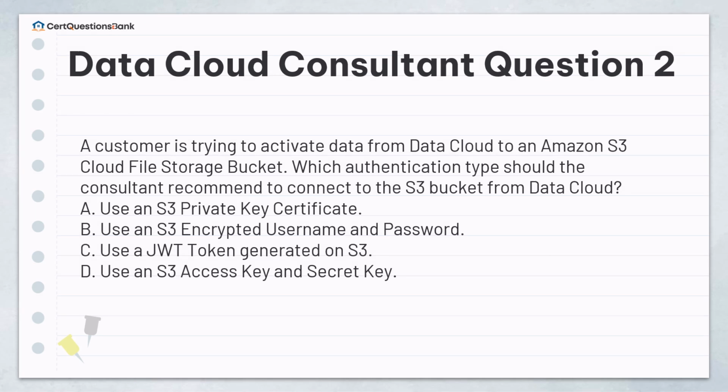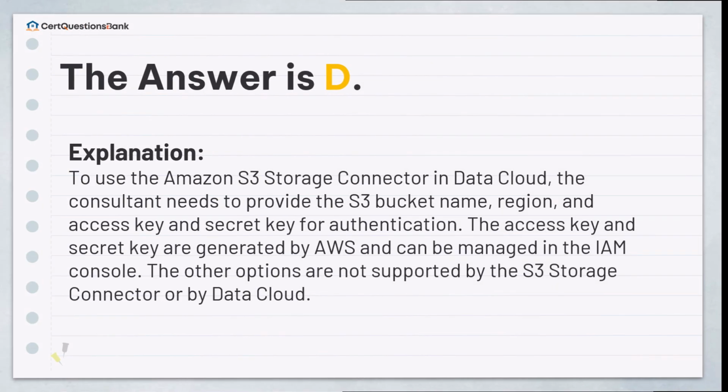A customer is trying to activate data from Data Cloud to an Amazon S3 cloud file storage bucket. Which authentication type should the consultant recommend to connect to the S3 bucket from Data Cloud? A. Use an S3 private key certificate. B. Use an S3 encrypted username and password. C. Use a JWT token generated on S3. D. Use an S3 access key and secret key. The answer is D.